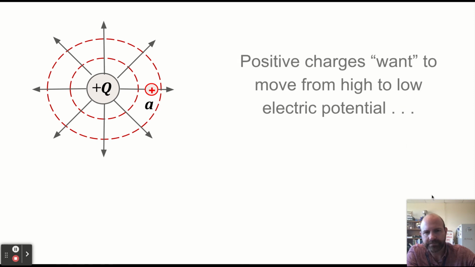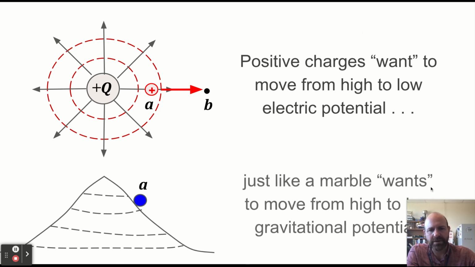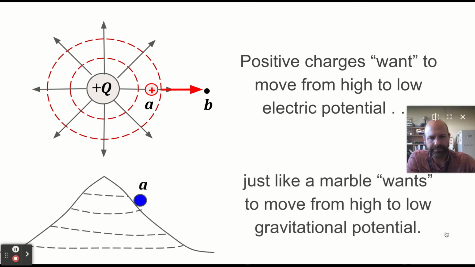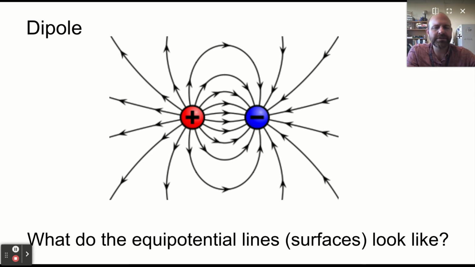So positive charges want, quote unquote, to move from high to low electric potential. They would be pushed. That's the way the electric field goes. It's kind of like being up on a hill. The object naturally wants to roll down the hill. So we're going to use this sort of analogy between gravitation and electricity to help us visualize what's happening here.